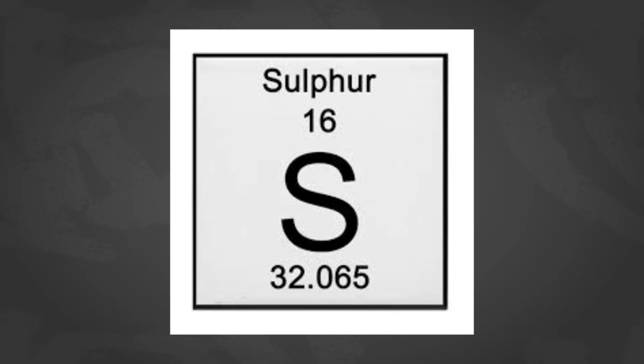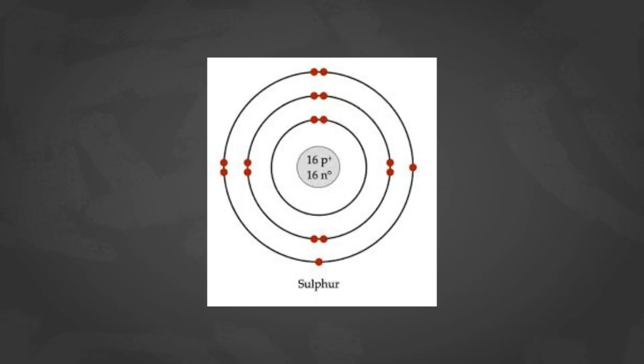Now pause the video right now and try to make a Bohr Rutherford diagram of the element sulfur with the information provided. If this is how it looks, then congratulations, now you know how to make a Bohr Rutherford diagram.